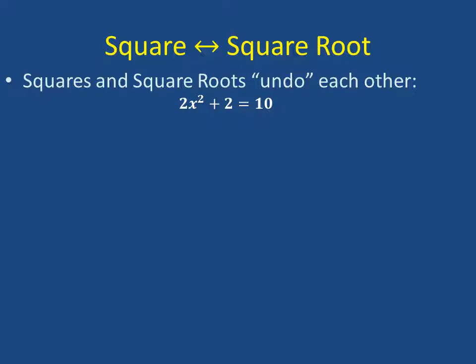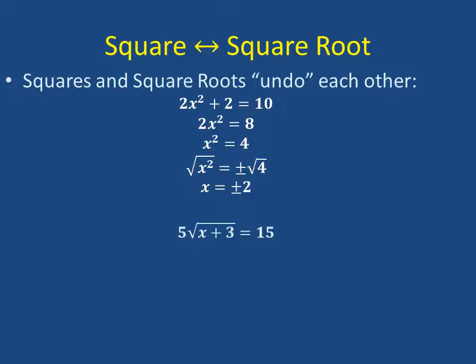What we want to do first is to isolate the squared variable x squared. So we'll get rid of the plus 2 first by subtracting 2 from both sides. And then we'll get rid of the 2 in front of the x squared by dividing both sides by 2. Now we have x squared isolated, so we'll take the square root, and we see that x equals plus or minus 2. The reason we have plus or minus is because both plus 2 and minus 2 equal 4 when squared. Whenever you take the square root of a number, you're going to get a plus answer and a minus answer.